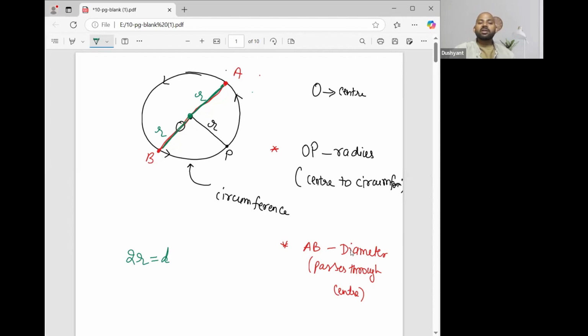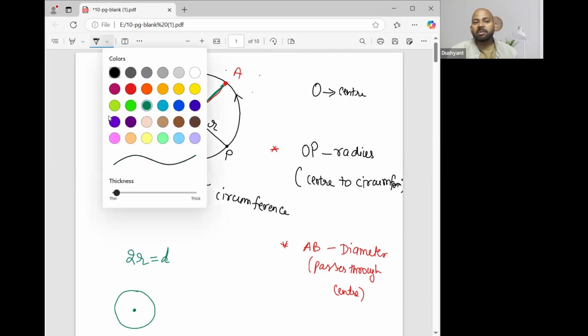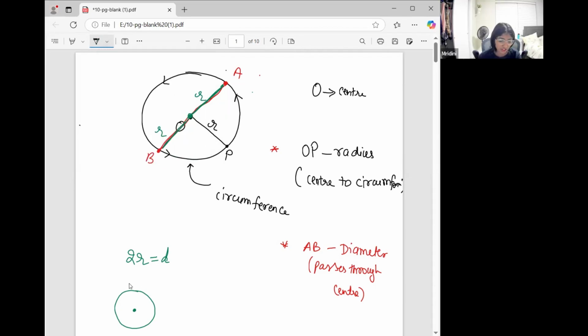If I ask you how many radii you can form in a circle, what should be your answer? Infinite. See, this is my circle. This is my center. I just need to connect the center to the circumference, and that will be my radius, right? So this is a radius, this is a radius, this is a radius.